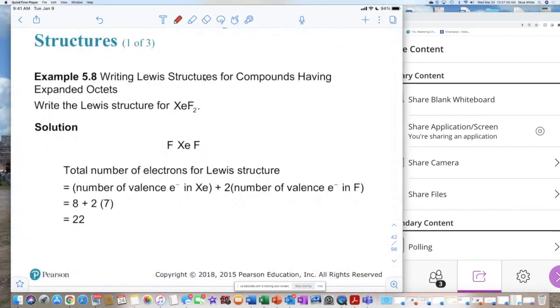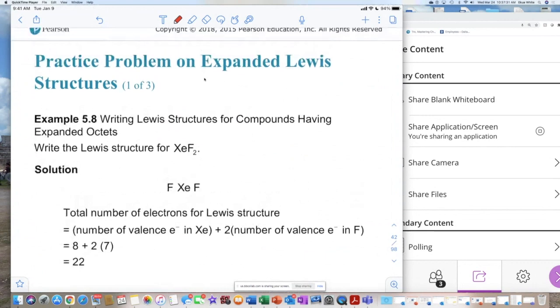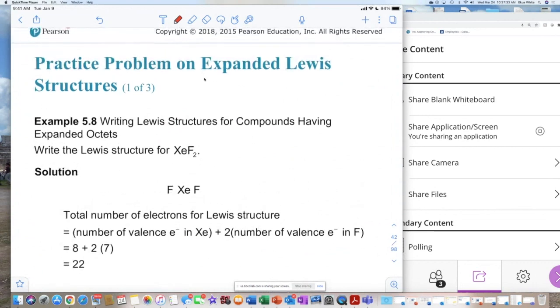Oh, so now we're moving on. As I'm looking at this, I'm like, wait a minute. We've gone over resonance, we've gone over formal charges. Now we're drawing Lewis structures for compounds that have expanded octets. So we mentioned this before. When you go to the periodic table, remember period 3 elements and beyond on the p block are able to actually have an expanded octet.